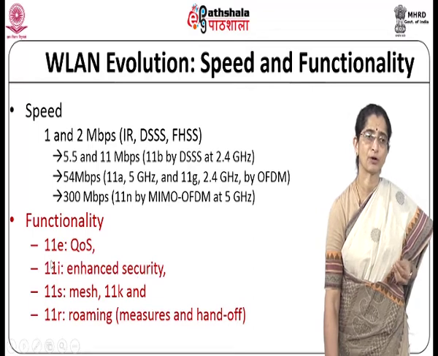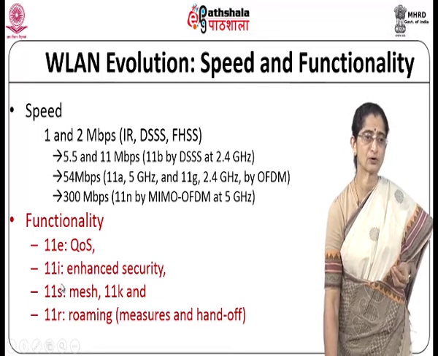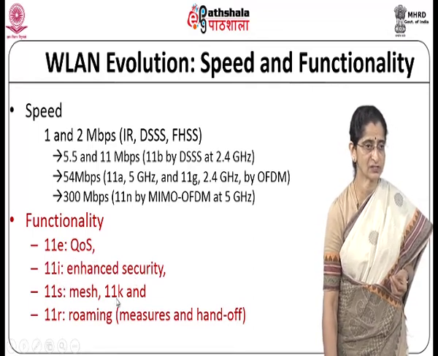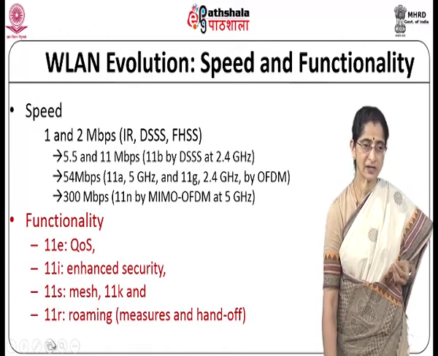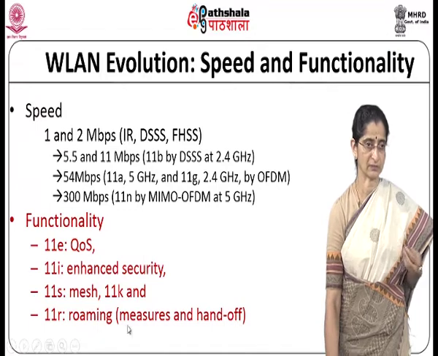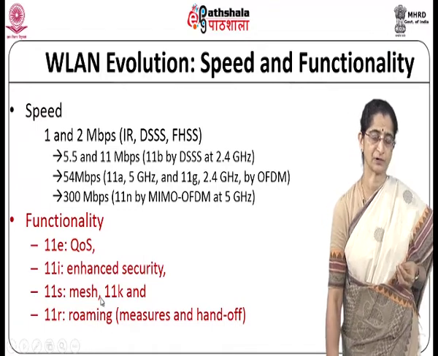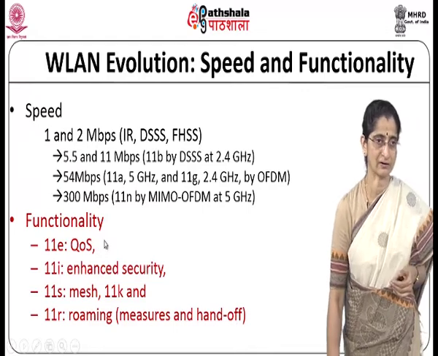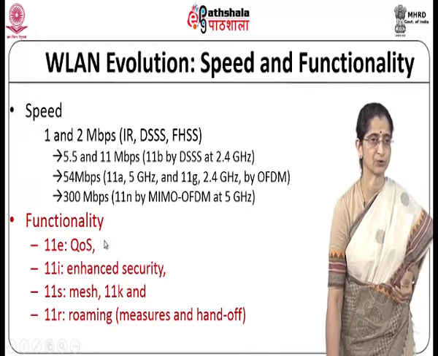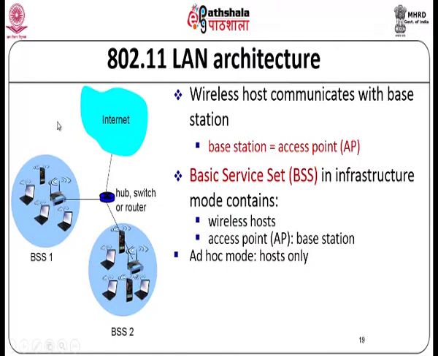So for instance, 802.11e supports quality of service, 802.11i has enhanced security features, 802.11s supports mesh, and 11k and 11r support roaming, measurements and handoff features. So these are the evolutions that have happened on the wireless LAN 802.11 related protocols. Now coming back to understanding the functions of this 802.11 architecture.